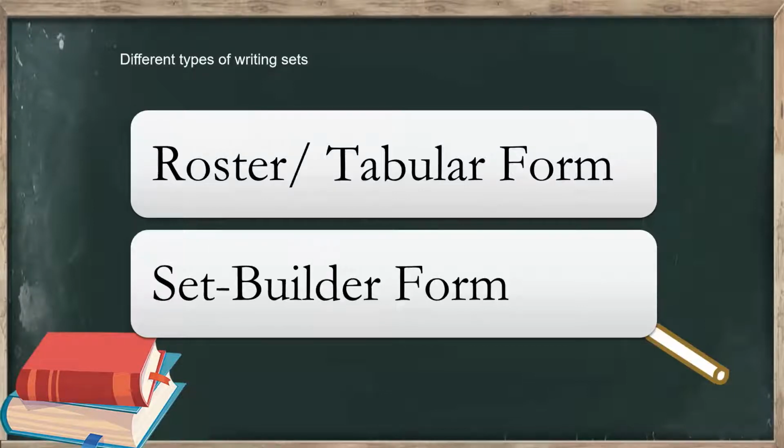For example, now we have a term called roster or tabular form. What does it mean? Try to think about it. Tabular form basically means a table. Roster, a list. So this looks like a table, a list. That is the idea that should come to your mind when you read about this form.